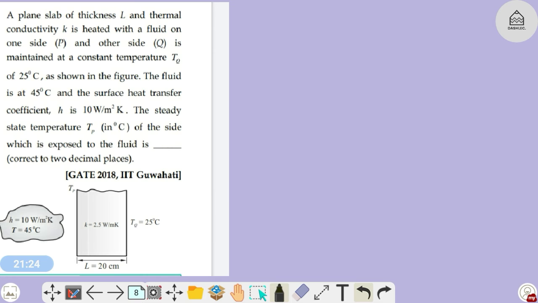A plane slab of thickness L and thermal conductivity K is heated with a fluid on one side P, and the other side Q is maintained at a constant temperature TQ of 25 degrees Celsius, as shown in the figure. The fluid is at 45 degrees, and the surface heat transfer coefficient H is 10 watt per meter square Kelvin. Find the steady state temperature TP. It's a very simple question.